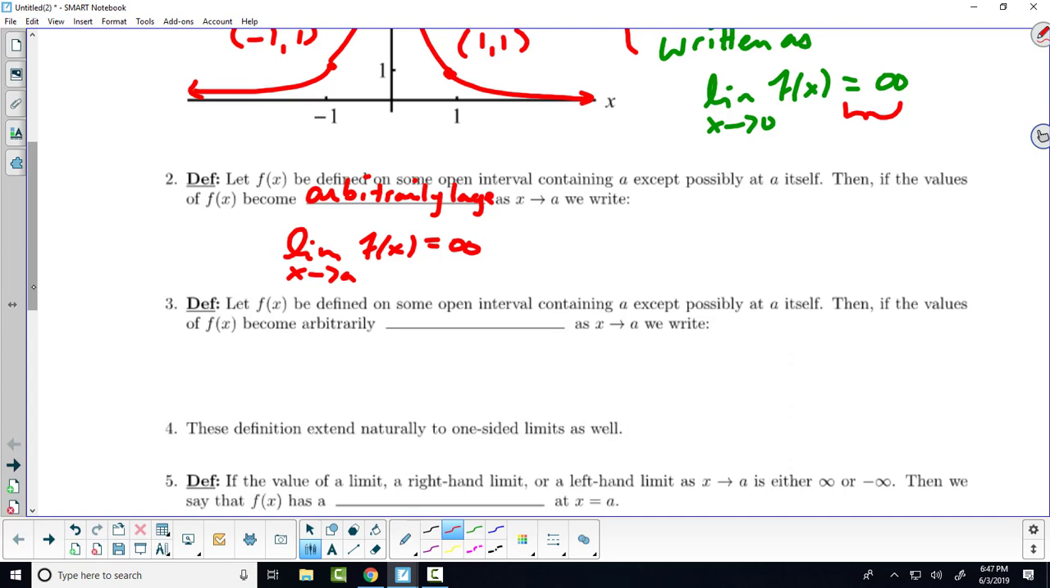Likewise, if the f of x values, the range values, become arbitrarily, and here I'm not really sure how I want to say this, I'll say large negative, meaning they're negative, and then in the absolute value sense, they keep getting bigger and bigger, then we would write the limit as x approaches a of f of x equals minus infinity.